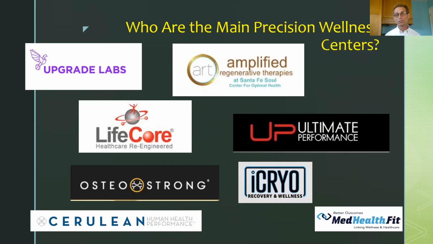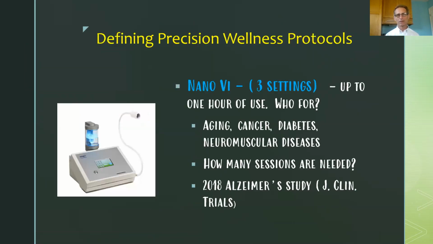So we have iCryo, which is a national program, specializes in cryotherapy. Cerulean Advanced Fitness and Wellness, which is also in Arizona, which was one of the first precision wellness centers in the United States. And then two other companies I have listed here is OsteoStrong, which is a nationwide bone health company, and Ultimate Performance, which uses a combination of performance, medical fitness, and precision wellness for their clients, and they're also an international company. So precision wellness is actually becoming more and more in vogue with some of the health and medical centers around the United States.